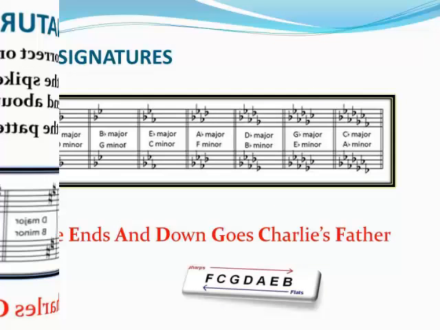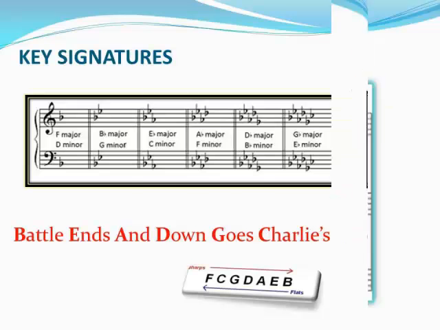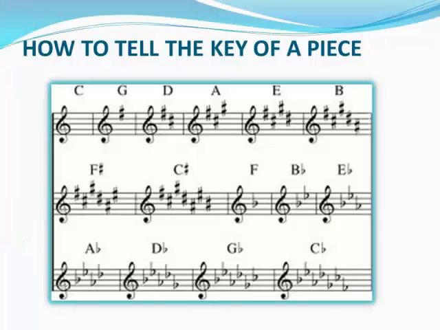Here we have the correct placement for all the flats. The last flat, F, is written in this space. Again, we have all the sharps and all the flats written here on the grand staff. There's a simple way of finding the key without having to write out all the circle of fifths.